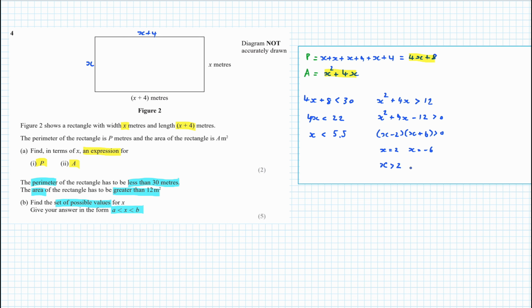So of course our minus 6 doesn't really work. At this stage we have x is less than 5.5, x is greater than 2. You could put this on a number line if you needed to. But you can write out your set of values from there. And it gives you the form of a is less than x, less than b. So do it like it says. Follow the convention that you're given. So 2 is less than x is less than 5.5.